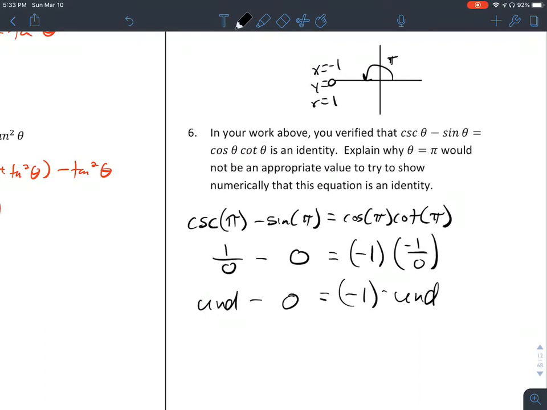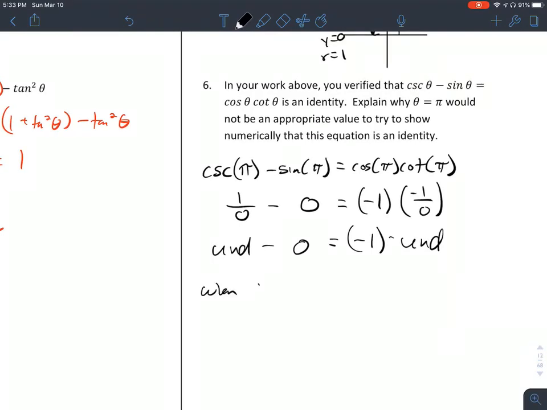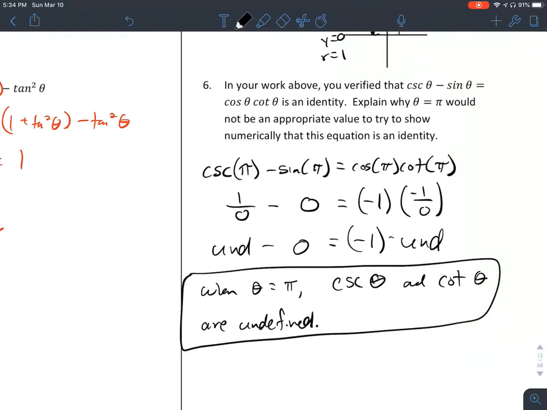If your equation has an undefined in it, you can't do anything with that equation. It just doesn't make any sense. So here's why this is a bad choice to use pi to verify that that's an identity. When theta equals pi, cosecant of theta and cotangent of theta are undefined. That's a good enough explanation of saying why that's an inappropriate value to choose.